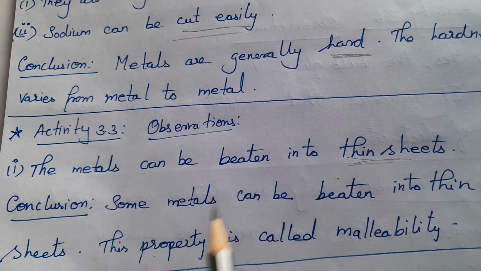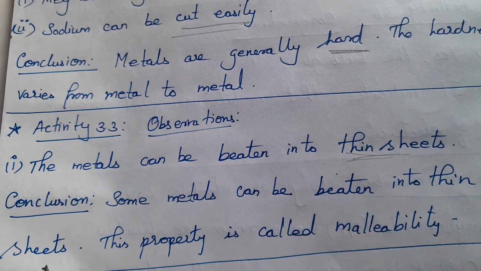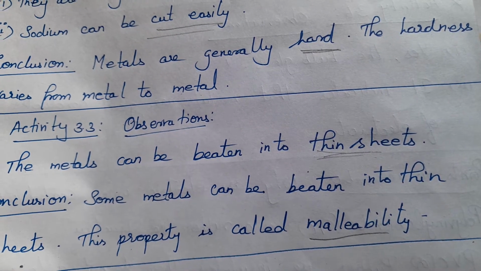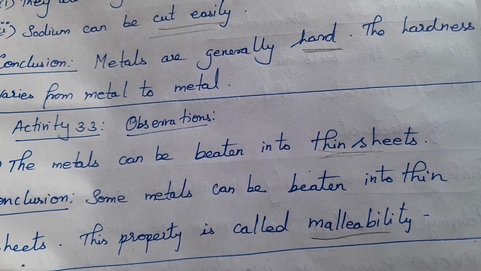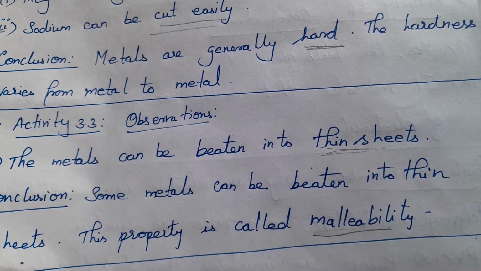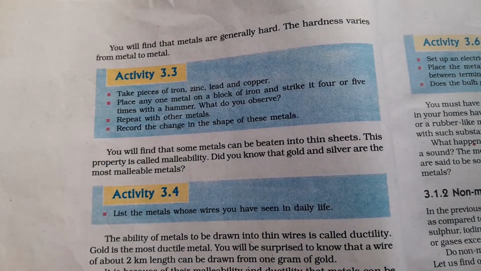So what is your conclusion from this? Some metals can be beaten into thin sheets. This property is called malleability. If a metal is beaten into a thin sheet, that property of the metal is called malleability. Okay, next activity 3.4.